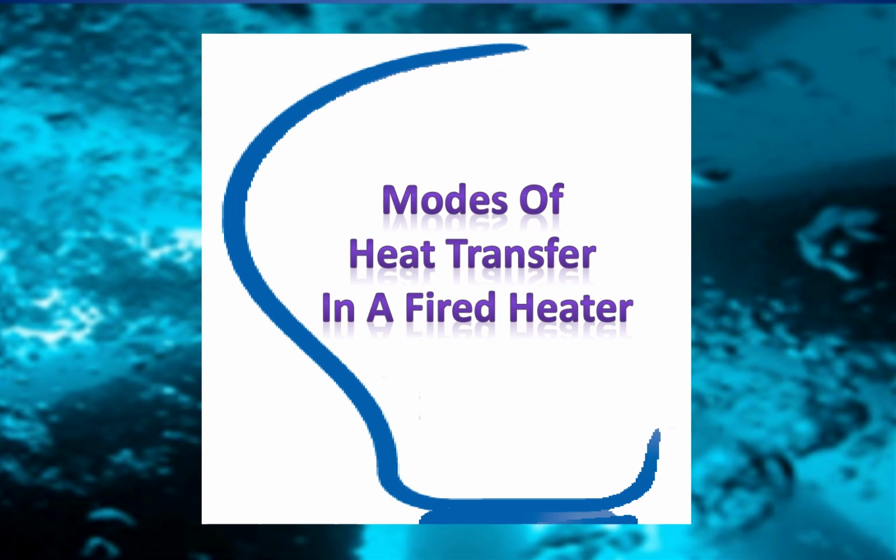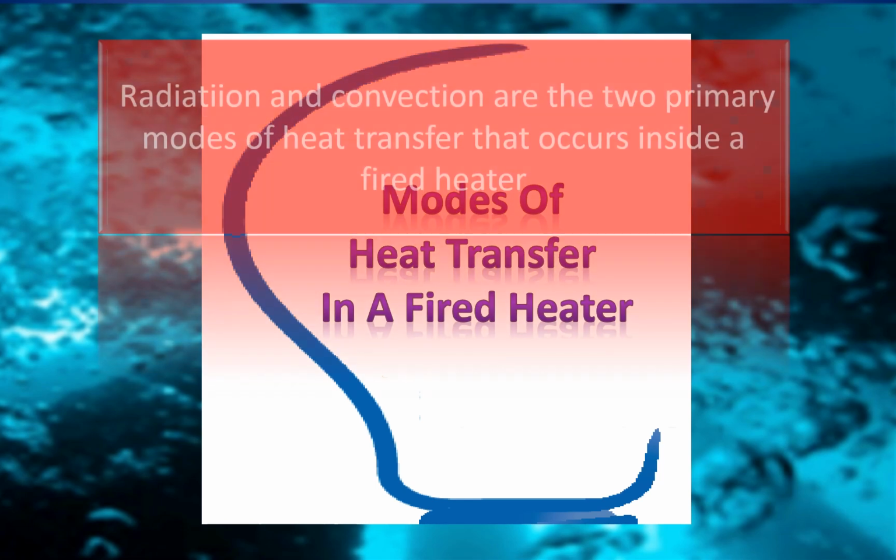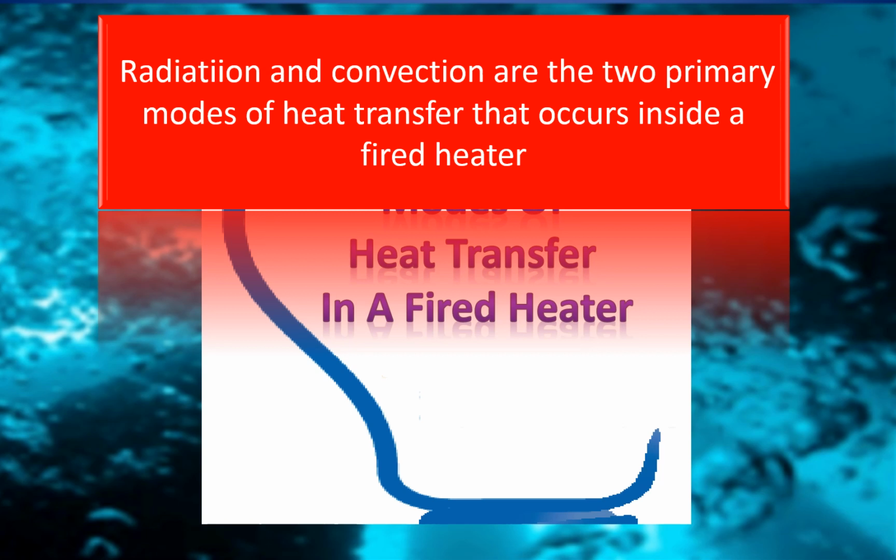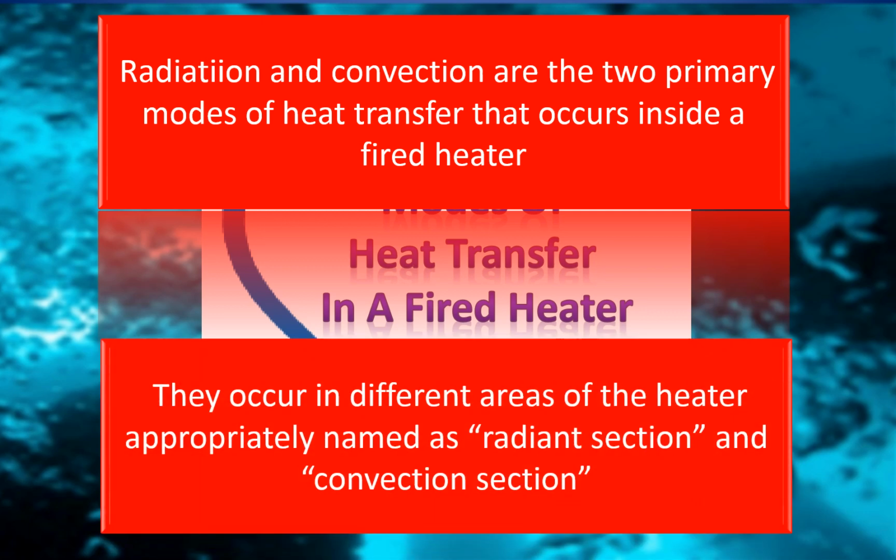What are the principal modes of heat transfer in a fired heater? Radiation and convection are the two primary modes of heat transfer that occur inside a fired heater. They occur in different areas of the heater, appropriately named as radiant section and convection section.